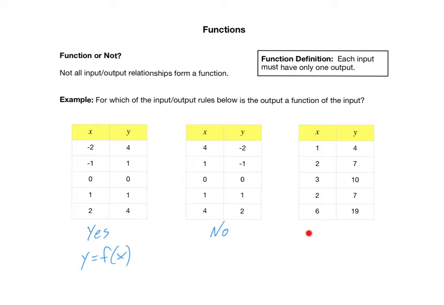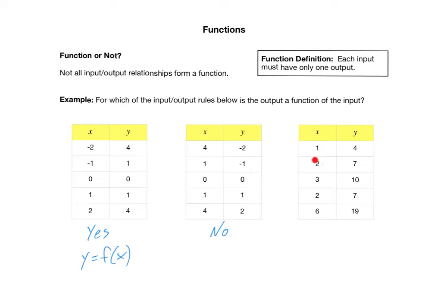Let's check out this third input-output rule represented in numeric form. The input 1 has the output 4, the input 2 has the output 7, the input 3 has the output 10, the input 2 has the output 7, and the input 6 has the output 19. Now notice that I said 2 here twice. However, 2 has only one output. 2 has an output of 7, and it's just repeated here.